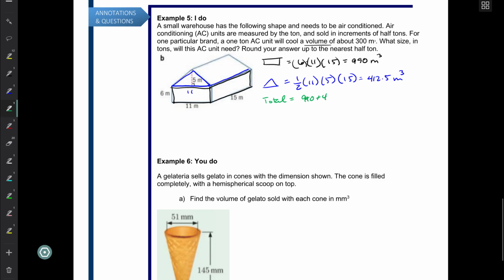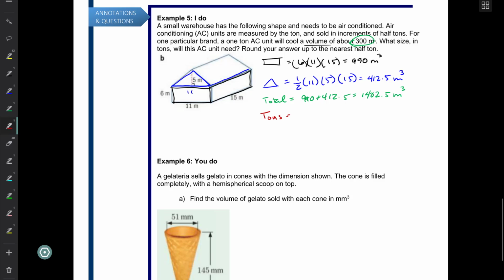Thus, we can see that our total volume is going to be the sum of these two, 990 plus 412.5, which is going to give us 1,402.5 cubic meters. Okay, so there's our total volume, but that's not what the question is really asking. The question is saying, well, how much air conditioning do we need here? Well, it says that a 1 ton is going to handle 300 cubic meters. Well, we've got 1,402 cubic meters. So how many tons is that going to be?